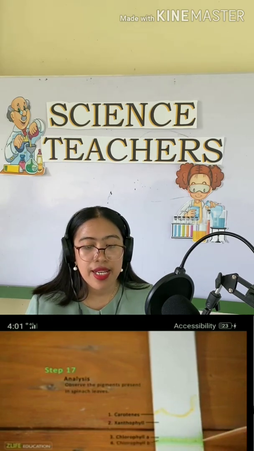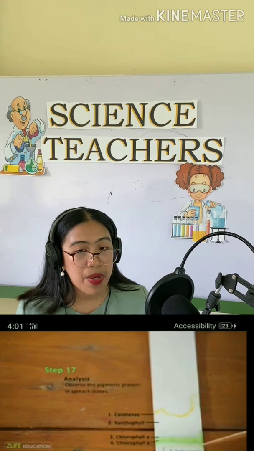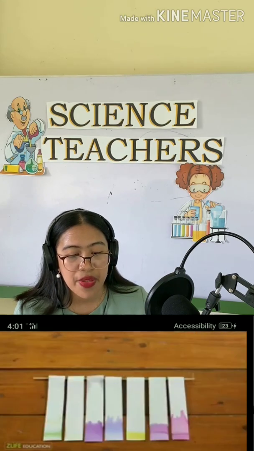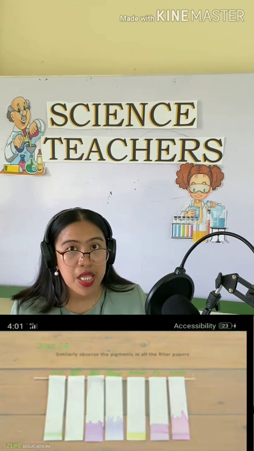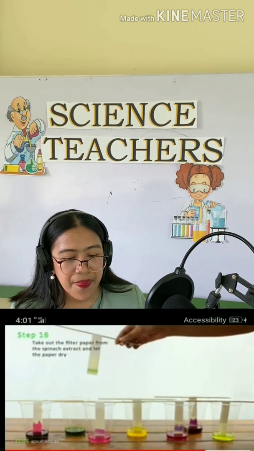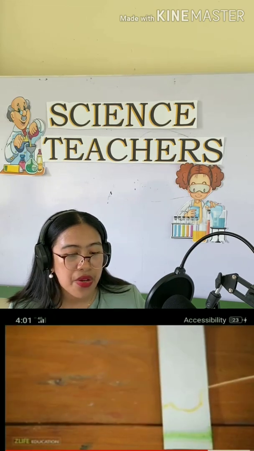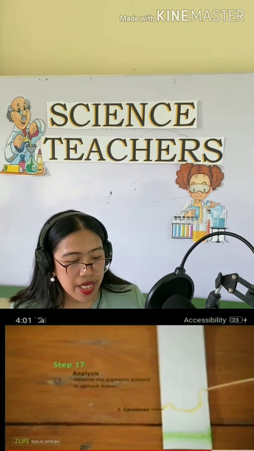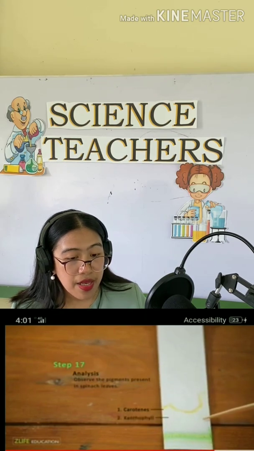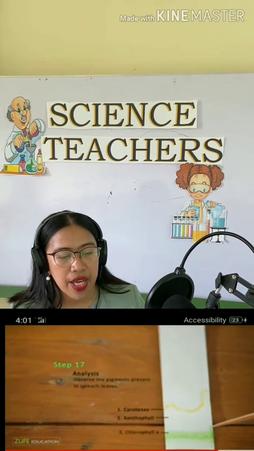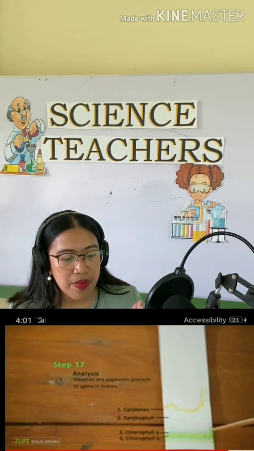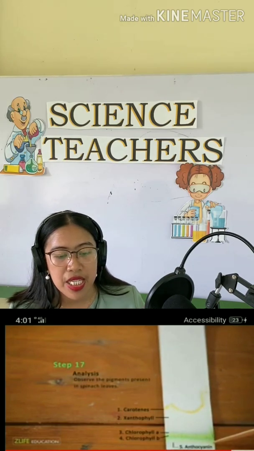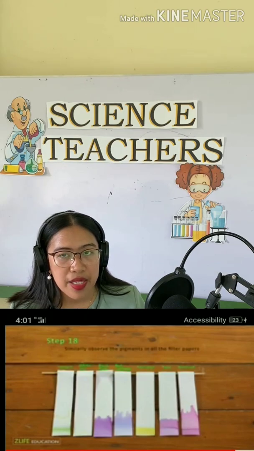So as you can see here, class, in the PowerPoint presentation, this is an example of the findings of our students last year. So here you can see the different colors. So you have bright yellow, dull, bright green, dull green. Okay, so those different colors have specific names. Those are actually the pigments. So for the blue-green, that's chlorophyll A. For the yellow-green, that's chlorophyll B. For the bright yellow, that's carotene. For the pale yellow-green, that's xanthophyll.